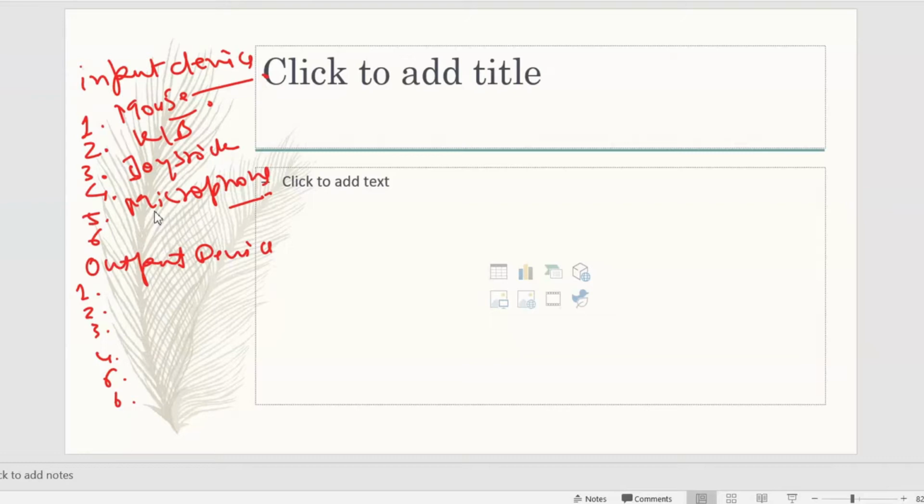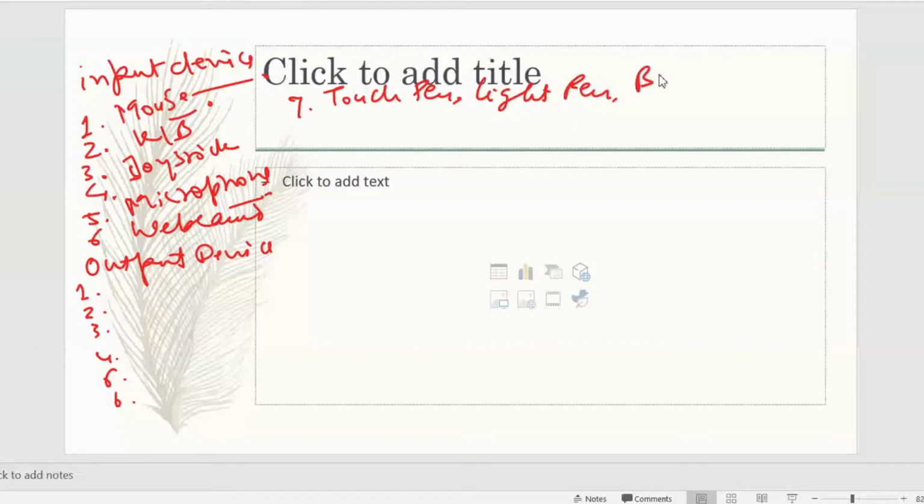Sir, webcam. Definitely. Anything else? Touch pen. Okay, touch pen. Touch screen is also an input. Yes, it is fine. Touch pen, or sometimes we also call this thing light pen. The way I'm writing on this screen, my pen is called BT pen, Bluetooth pen.